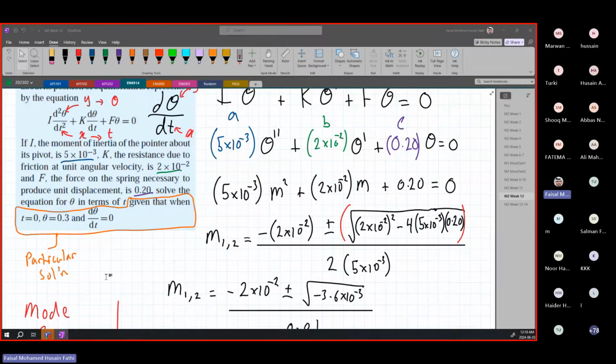When you have them, you have to find the particular solution. When you don't have them, you can only find the general solution. That's the idea of boundary conditions. All right? It will be clear in the question.